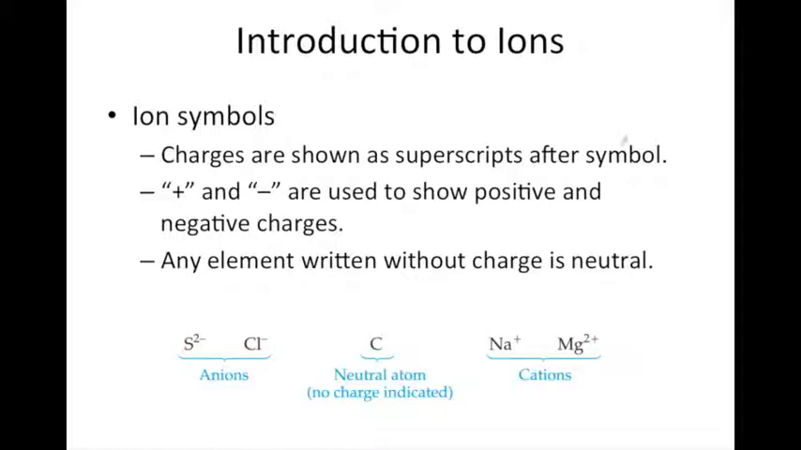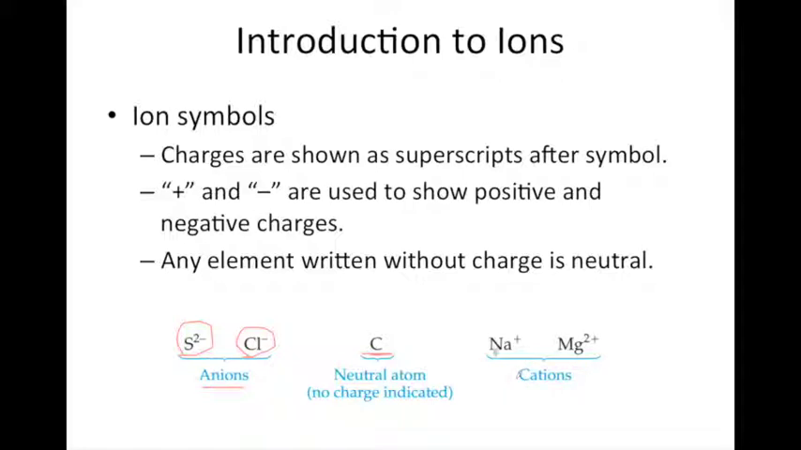So here's a couple of examples. Here's the sulfur ion. Sulfur has a -2 charge, so this sulfur atom has gained 2 electrons. Here we have chlorine, which has gained 1 electron, so it has a -1 charge. These are anions, of course. Here we have just an elemental symbol, so we would assume that this carbon atom has the same number of protons as it does electrons.